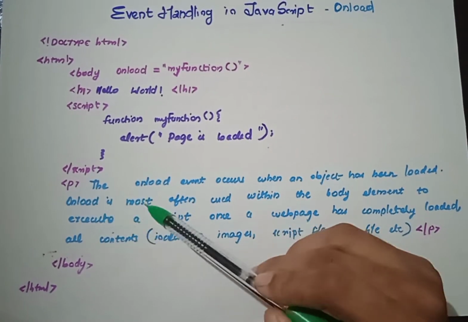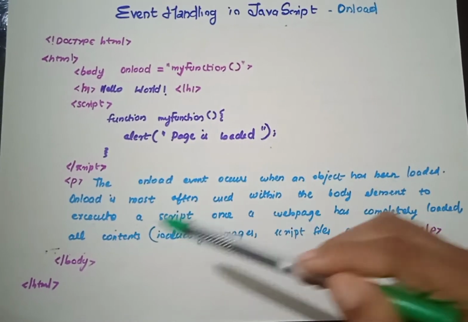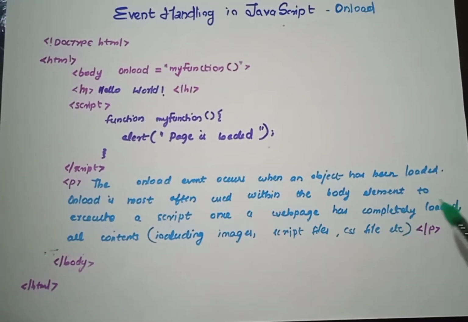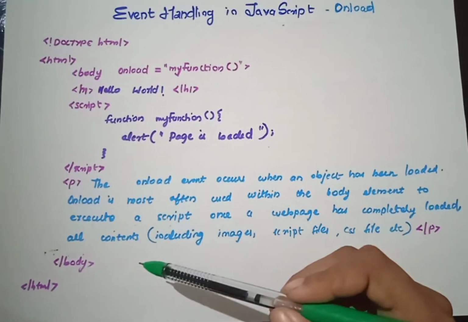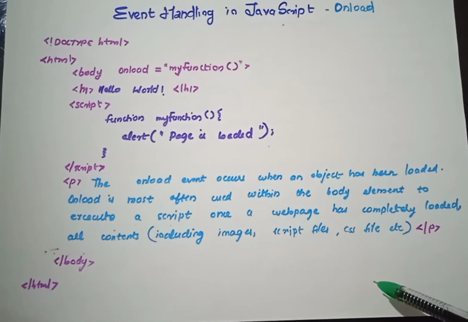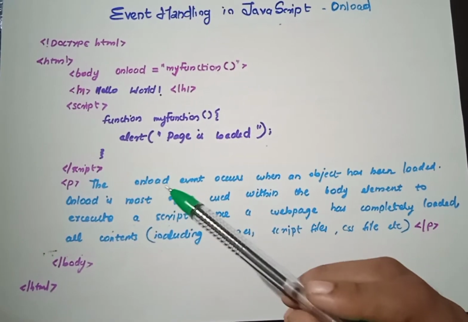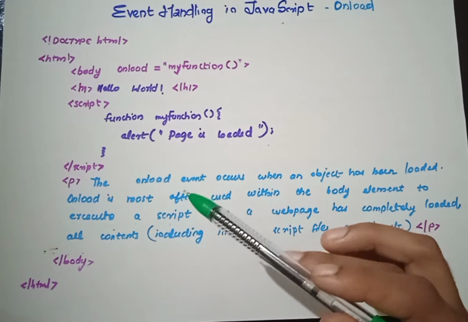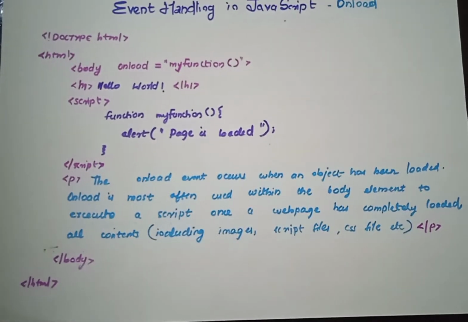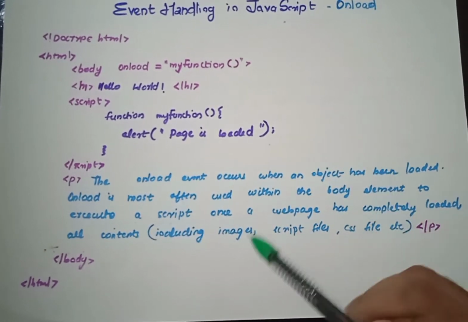The onload is most often used with the body element to execute a script once a web page has completely loaded, including all contents such as images, script files, CSS files, etc. So this is what the onload event means and how it works. And let's see how to handle this event in our web page using JavaScript.